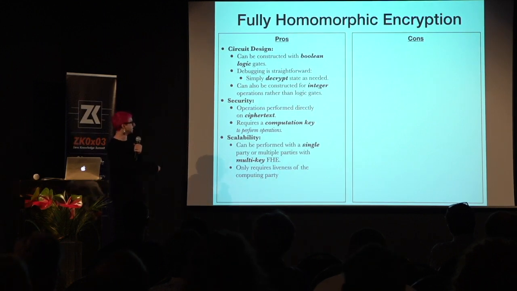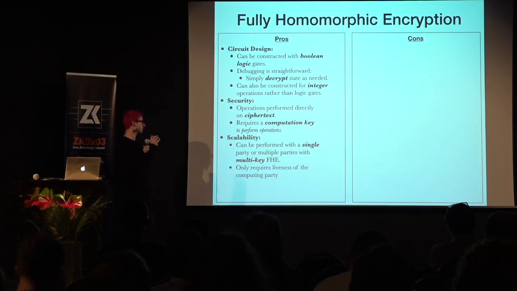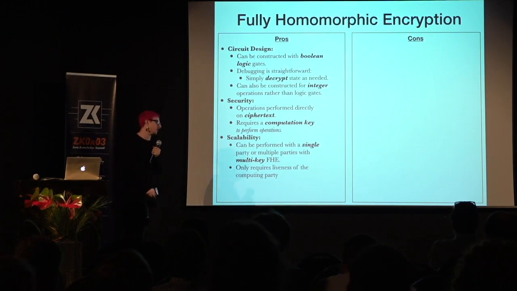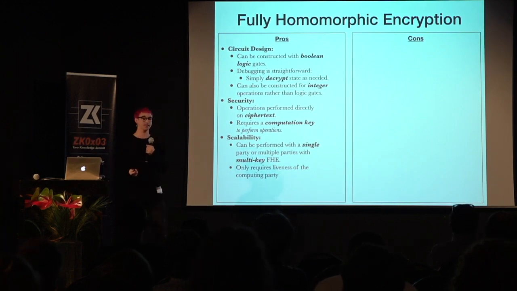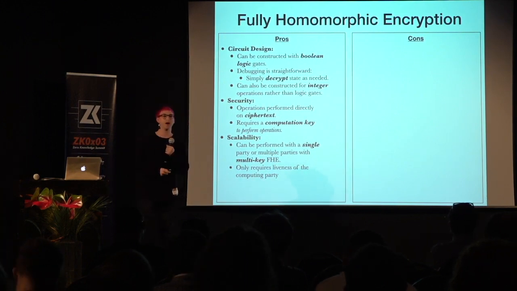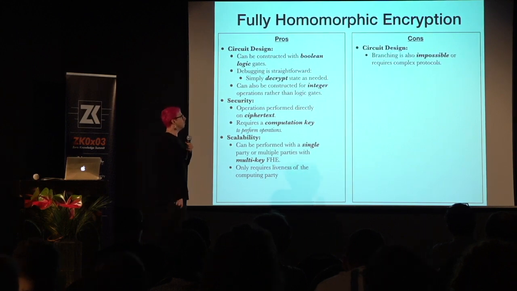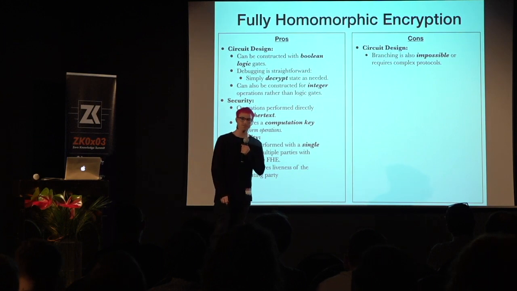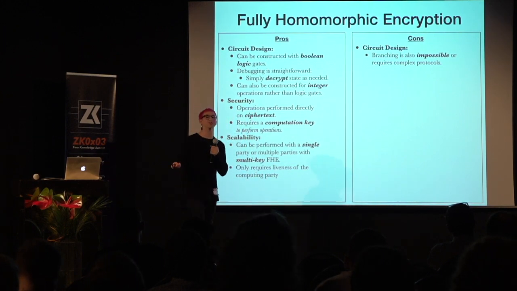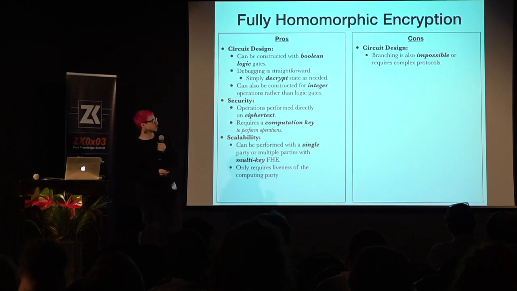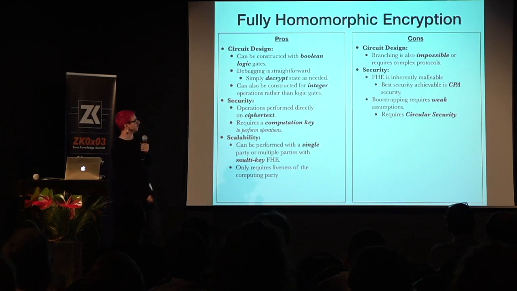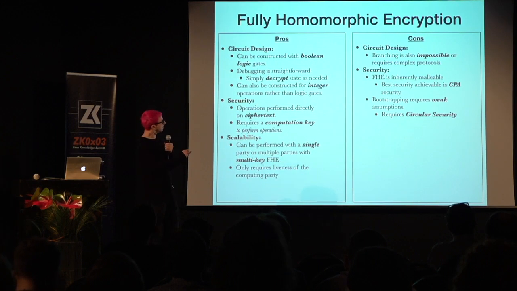For scalability, like I said, it can be performed with a single party or multiple parties with multi-key FHE. And it only requires the liveness of the computing parties, right? So you can send some data to that person and they can compute it and send it back, but beyond just sending the data, there isn't necessarily any interaction required between the two. However, branching is also impossible, or it requires really complex protocols at the current moment. I'll show a diagram about that a bit later.